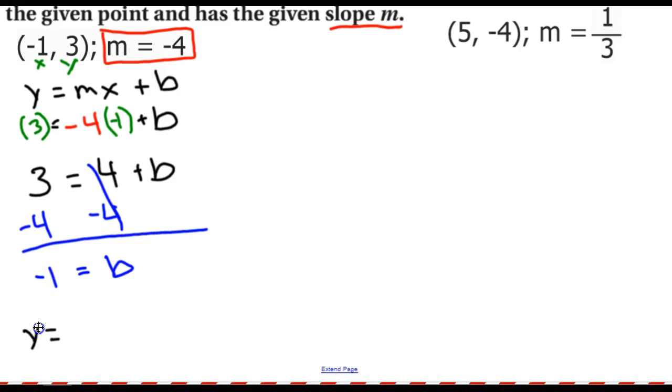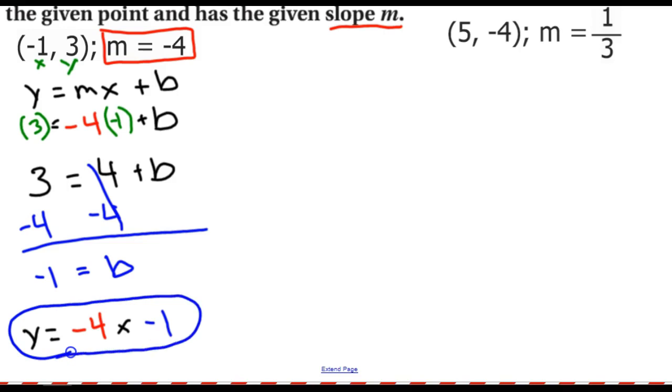Then our equation will look like y equals, we said that our slope was -4, x, and then we said b was -1. So our equation is y equals -4x minus 1.